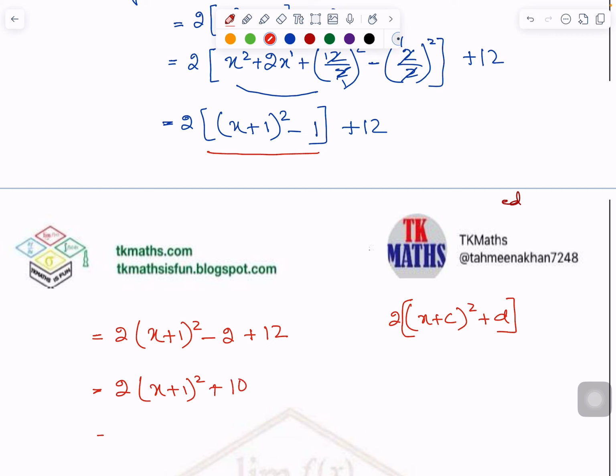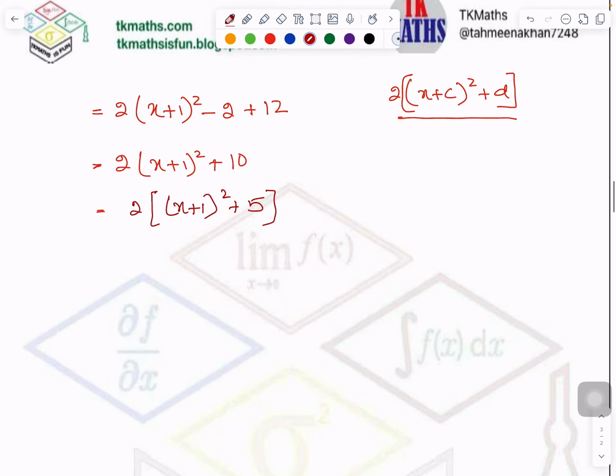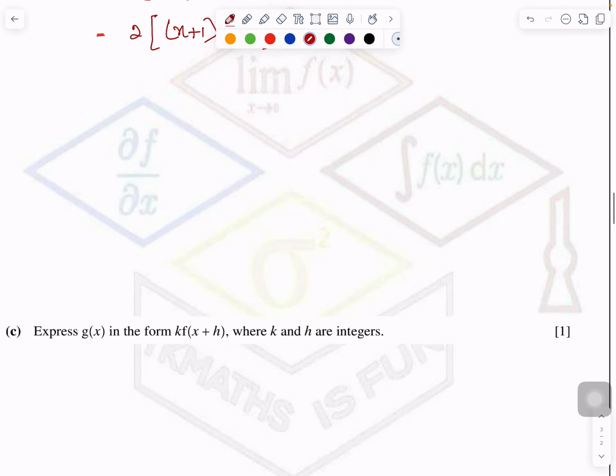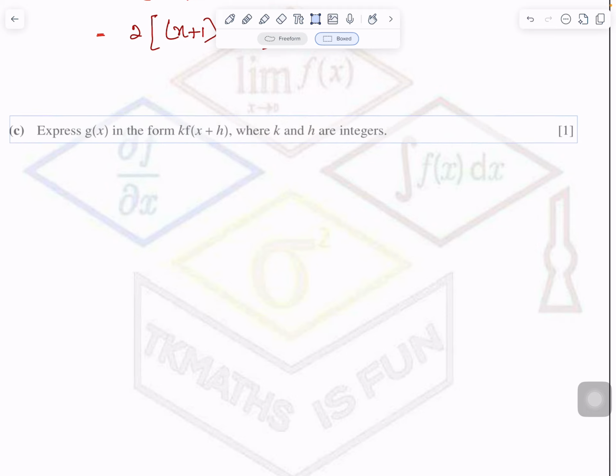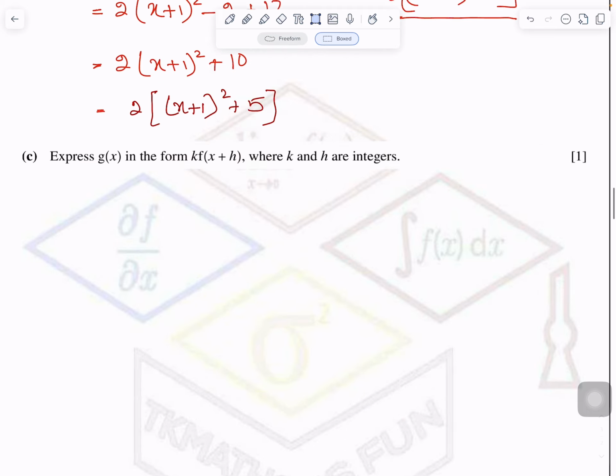Now I can take 2 common out because I have to bring it in this particular form. So now I can do 2 bracket x plus 1 square plus 5. Right? So in this case, if somebody says what is c, you can say 1. What is d? It is 5. So let's see the last part. At any point, if you don't understand anything, you can write in the comment and I will explain it to you.